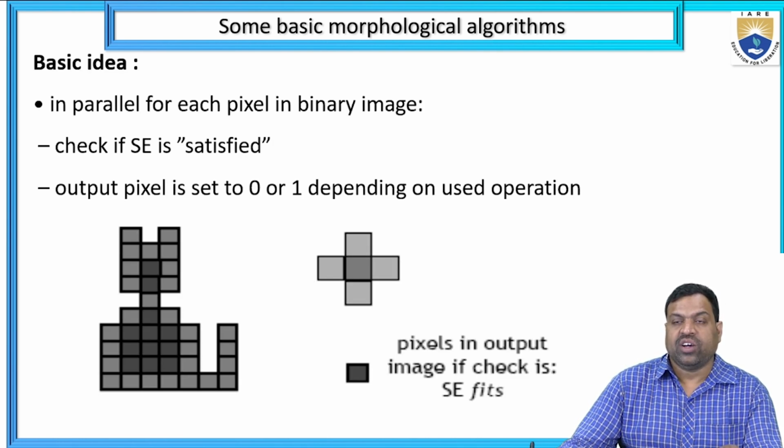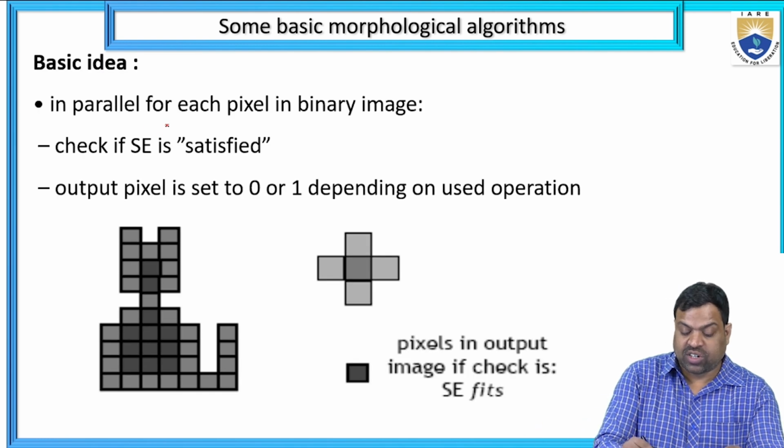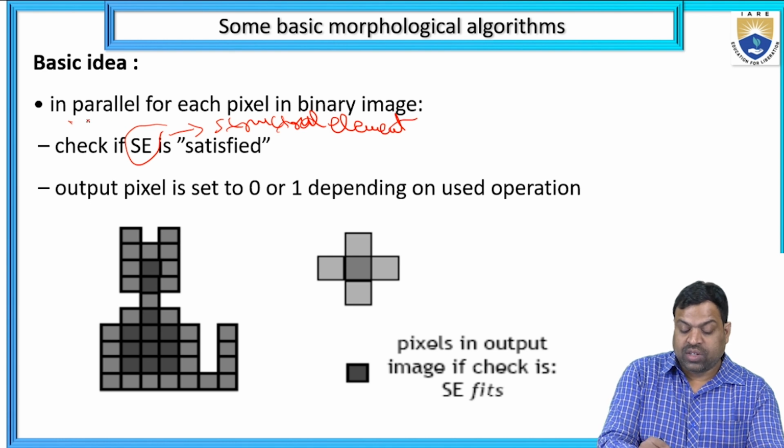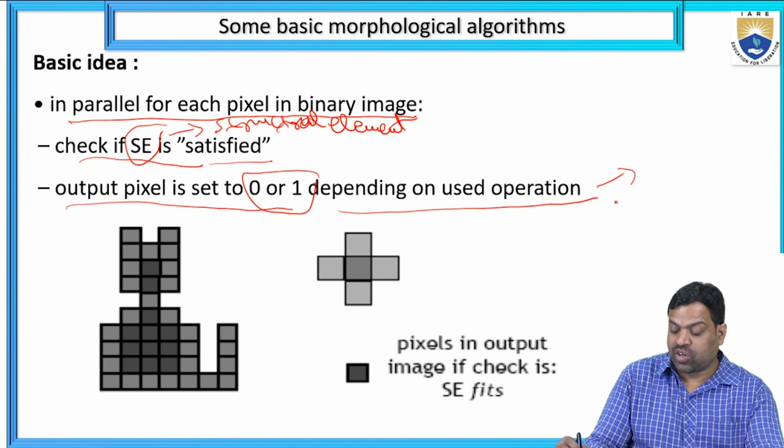What is the basic idea about the morphological algorithms? So in parallel, for each pixel in binary image, check if SE is satisfied. So structural element is satisfied or not. In parallel, for each pixel of binary image, check structural element is satisfied. Output pixel is set to 0 or 1 depending on the operation used.